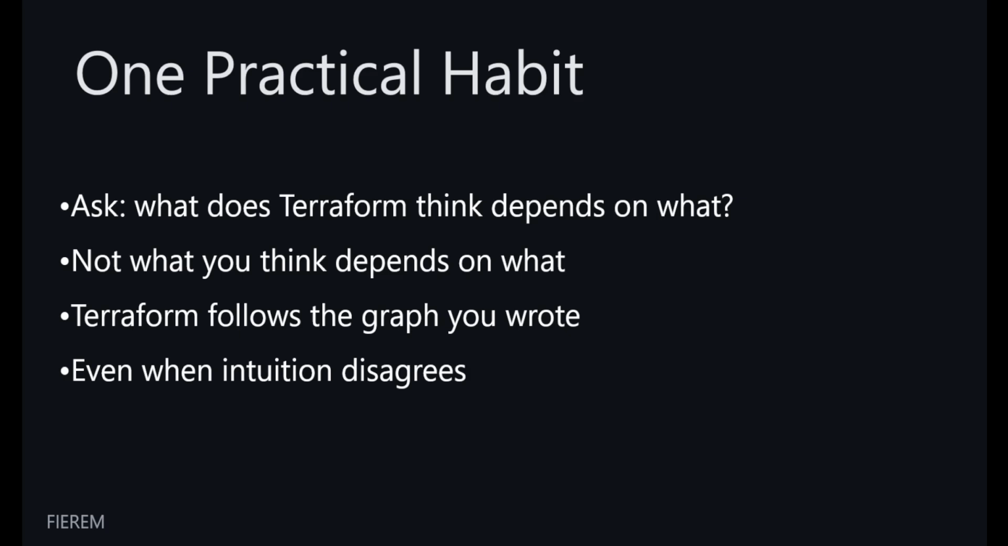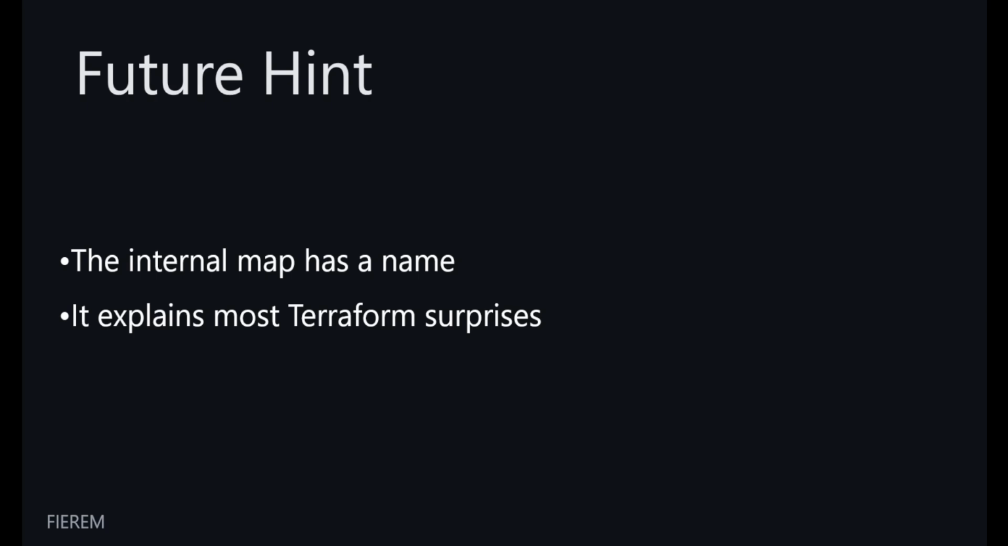When something behaves strangely, ask one question: what does Terraform think depends on what? Not what you think depends on what. Terraform follows the graph you wrote, even when it disagrees with your intuition. In the next lesson, we will name this internal map, and we will treat it like a first-class object because it explains most Terraform surprises.